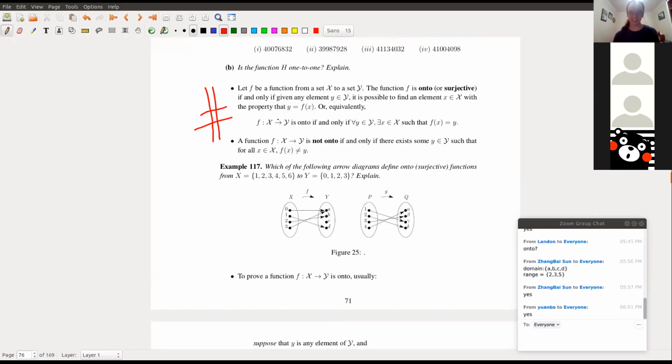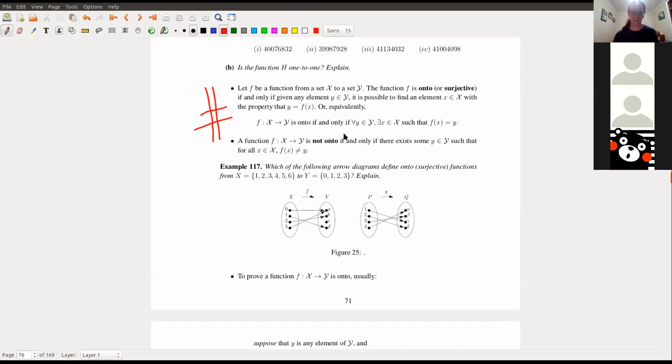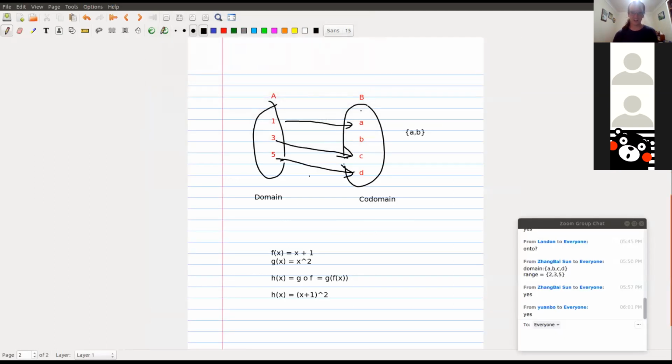Blah, blah, blah, very mathsy speak. Yeah, it's onto, again, this is what I was talking about with it being lonely. If you've got, I'll go back to this picture, sorry. So this guy is not onto because B is lonely. It's probably hard to do it with this many set elements. Let's just delete one.